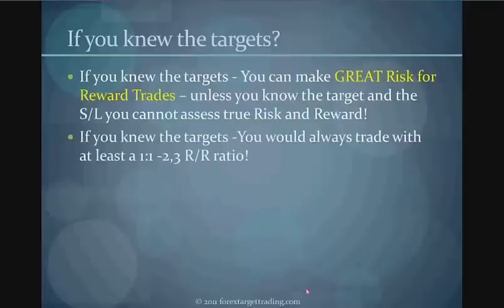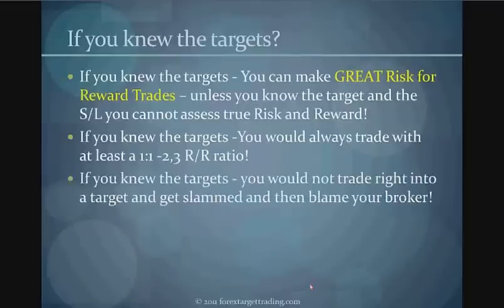Now, if you knew the targets, you would always trade with at least a 1-to-1, and we rarely do that, and most of the time 1-to-2, 1-to-3 risk to reward ratio. If you knew the targets, you would not trade right into a target and get slammed and then burn your broker. So you make a trade and it goes 4 pips, slams into a target you didn't even know was there, rocks back 40 pips, stops you out, and what do you say? The daggone broker stopped me out again. No, the broker didn't stop you out. You traded right into a target because you didn't know where it was. And this webinar is about showing you how to know where they are.